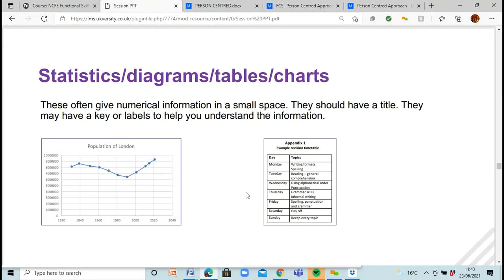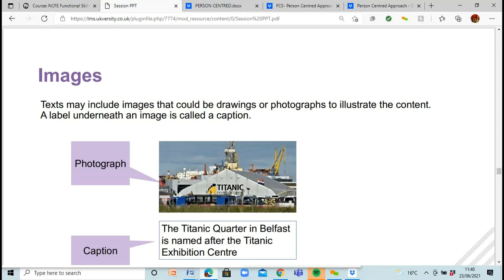Then you've got examples of what statistics, tables, charts, diagrams look like. So these can be things like statistics, appendixes, charts, diagrams on here. You've got pictures or images. So you've got an image of the Titanic and then you've got information about it. So the picture shows you what you're talking about and then the caption is there just to explain what you're looking at.